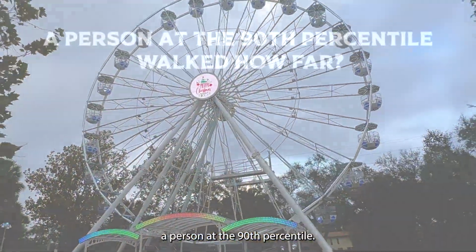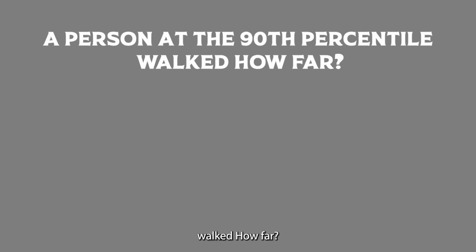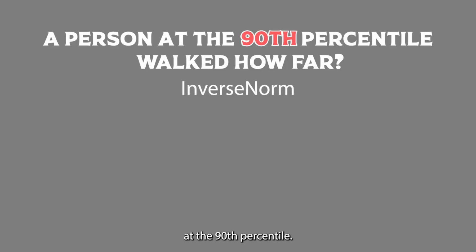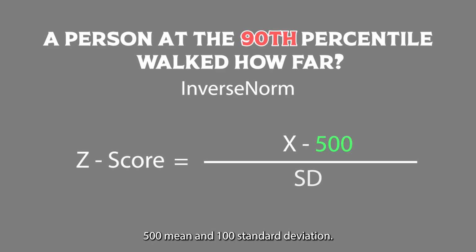A person at the 90th percentile walked how far? This question uses InverseNorm. The question is asking for us to find what is the number at the 90th percentile. Let's place the known numbers into the z-score formula. 500 mean and 100 standard deviation. You might realize that we lack enough numbers to solve. This is where InverseNorm comes into play. InverseNorm will find the z-score for us.